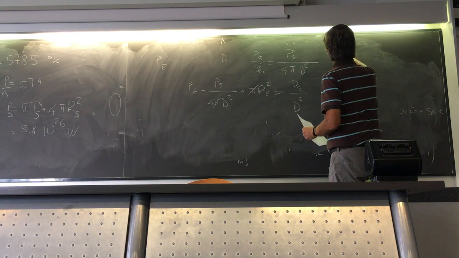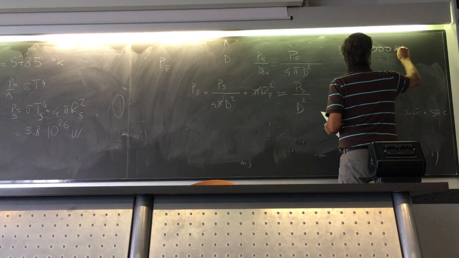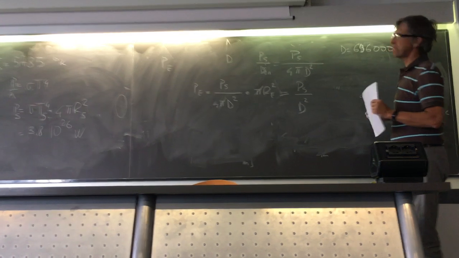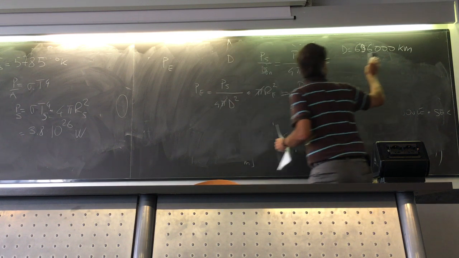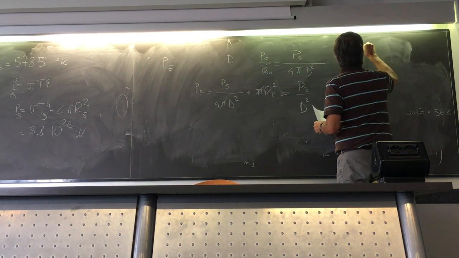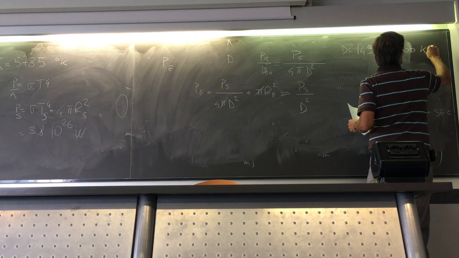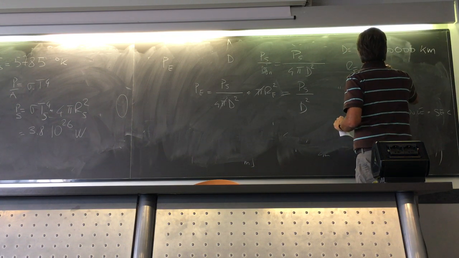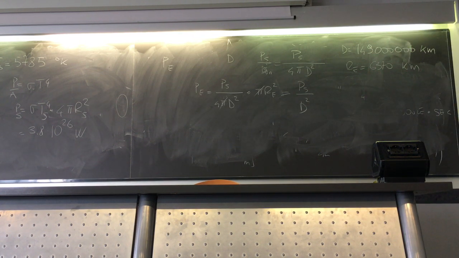The distance is huge. It's 500,000 kilometers. No, sorry, it's not this. It's much huger. It's 149 million kilometers. And the radius of the Earth, you know, it's 6,000 kilometers. Remember that the circumference of the Earth is 40,000 kilometers.